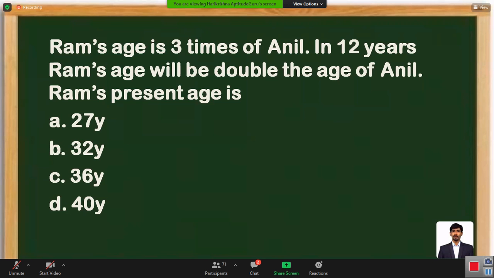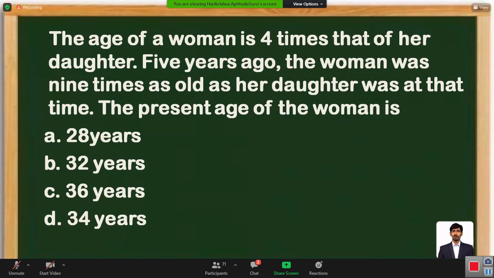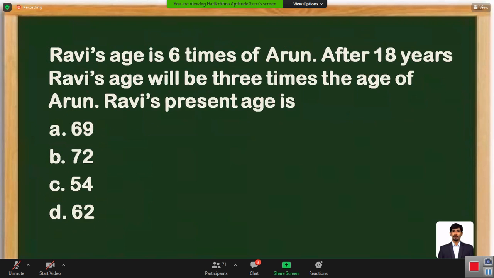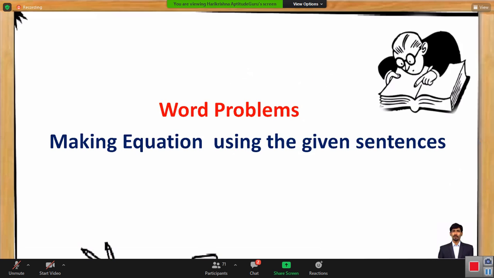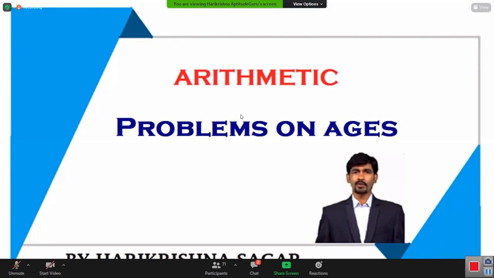In order to solve this type of question, how can we proceed with the solution? We'll try to understand. Before we proceed with this type of questions, let me ask you a very simple question. Please observe the question which is available on the screen.